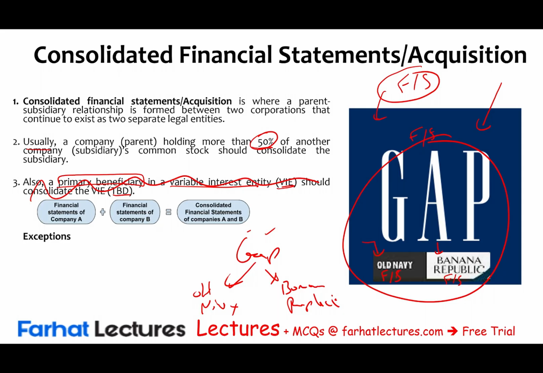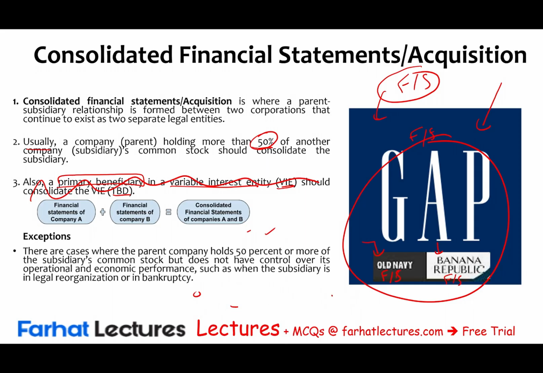Now, could you own more than 50% and still not have control? Yes, that could happen. An exception is when the subsidiary is in bankruptcy. When you purchase more than 50% of a company, you are in control of that company. But if that company is in legal reorganization or bankruptcy, who's in charge? Most likely a court or a trustee appointed by the court. Then you're no longer in charge of that company. Under those circumstances, you don't consolidate.